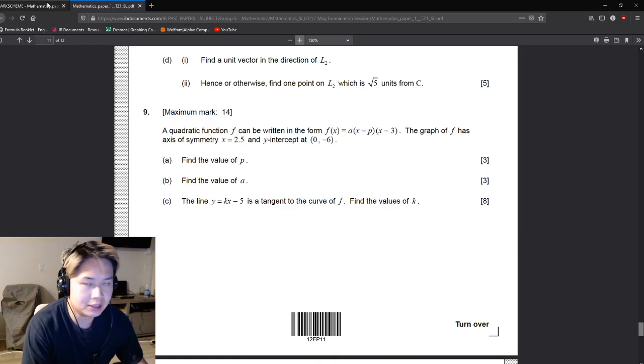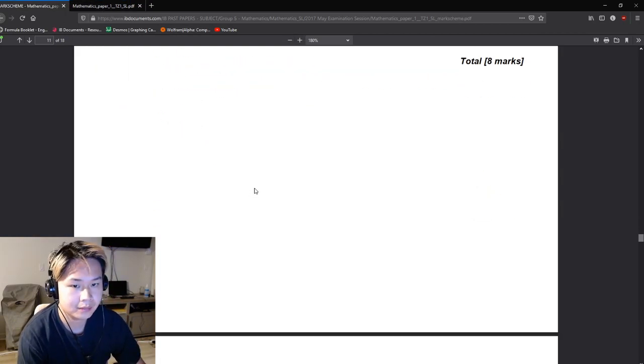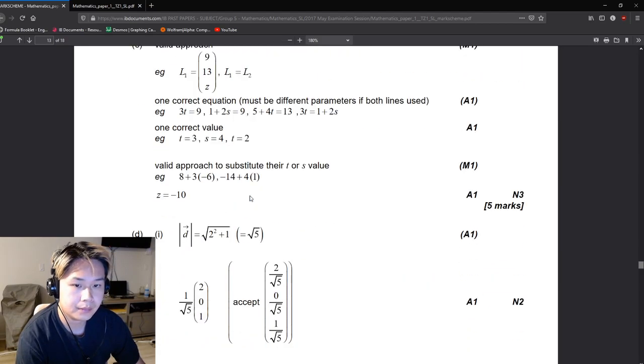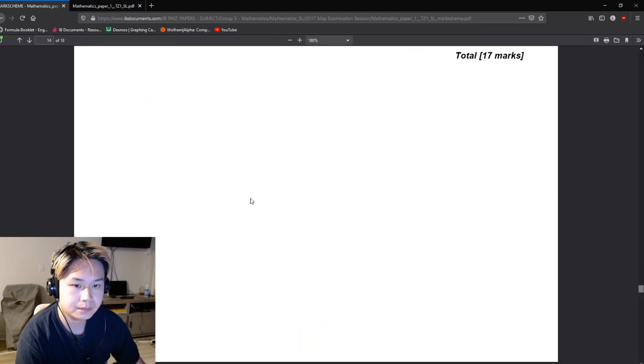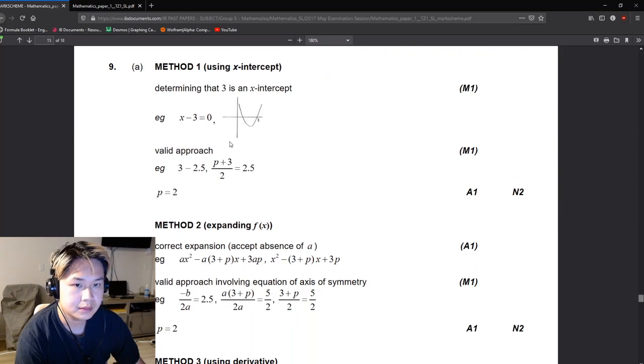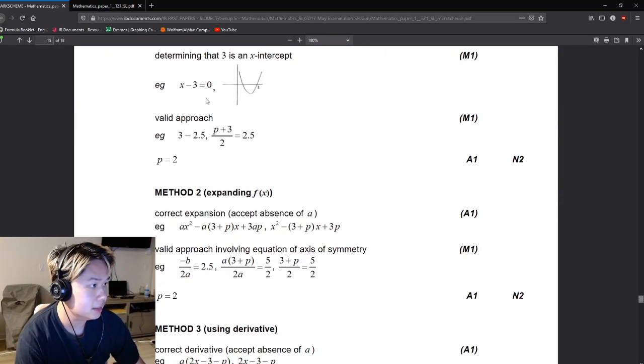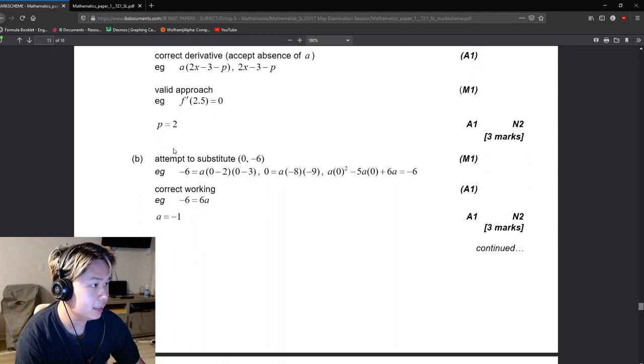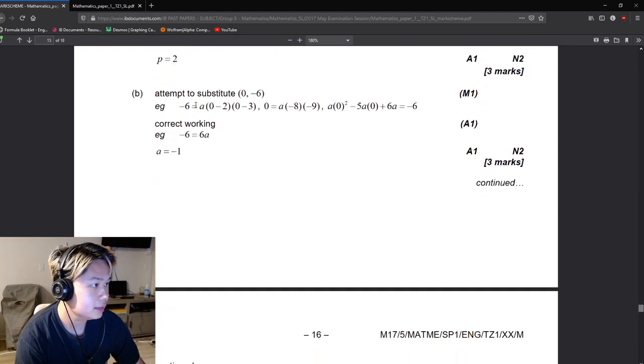So let's check and make sure that that's actually how you do it. Okay, so we skipped the vectors one. Okay, so as you can see, they basically do what I did. P is 2. And then you substitute 0 in for x and negative 6 in for the function. So blah, blah, blah, blah, blah. And then you get a is negative 1.